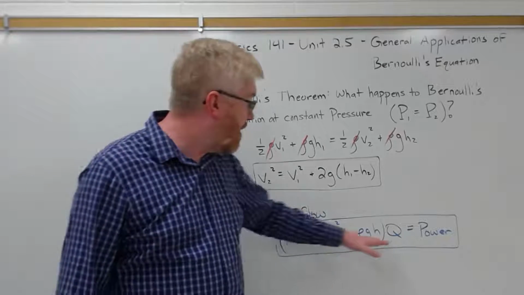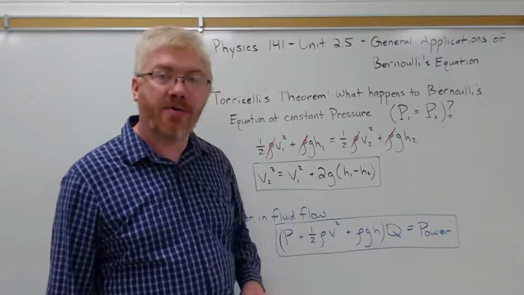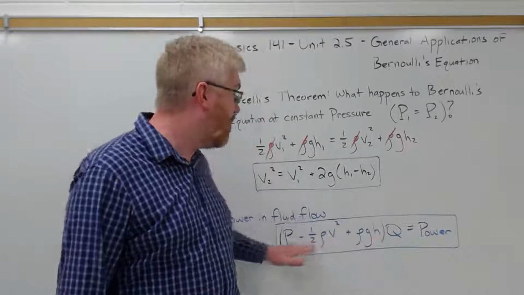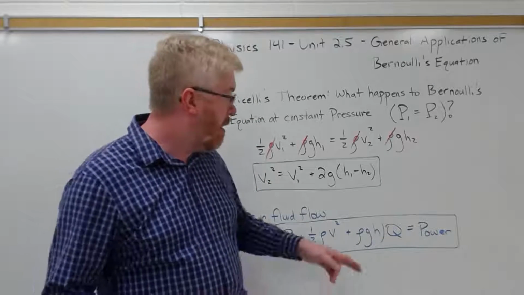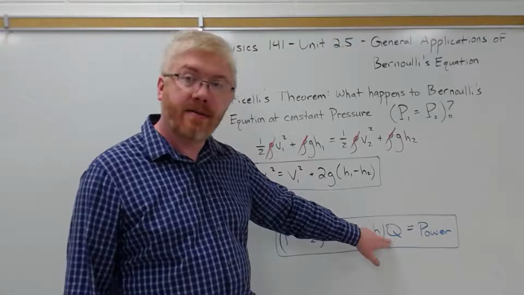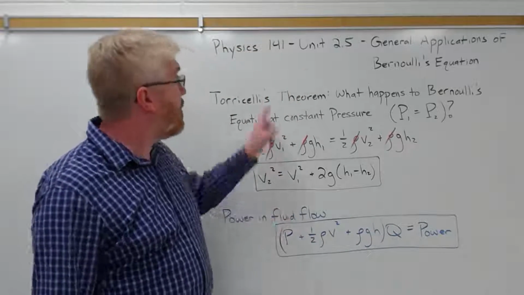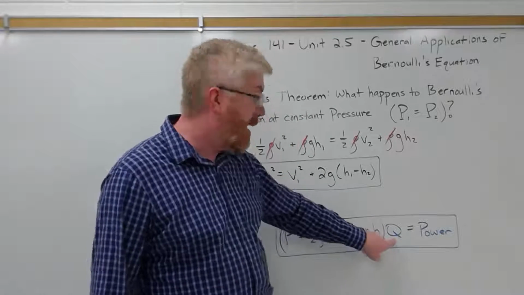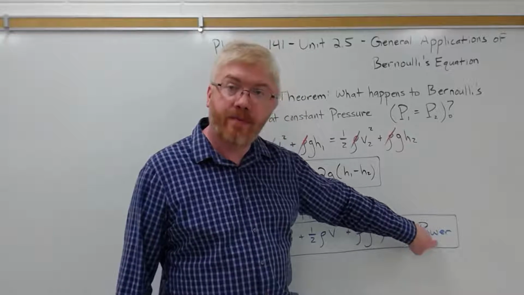So you have to multiply this thing through by volume to get rid of the density terms and turn those into masses. We have to divide this whole thing by time to get power instead of energy. Well, we have an expression of volume over time. That's the flow rate. Flow rate is volume over time. So multiplying Bernoulli's equation by the flow rate gives us the power in the flow.